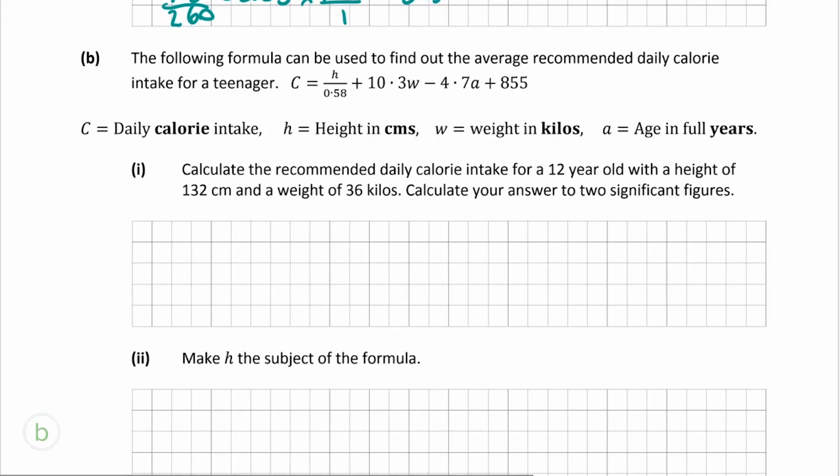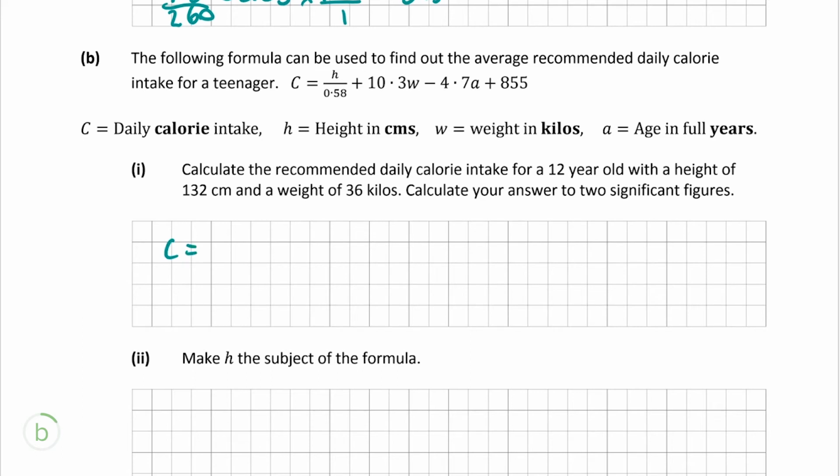Moving on to part B, we're given a formula which can be used to find out the average recommended daily calorie intake for a teenager, based on the teenager's height in centimeters, their weight in kilos, and age in years. In part 1, we have to calculate the recommended daily calorie intake for a 12-year-old girl with a height of 132 centimeters and a weight of 36 kilos. We also have to give our answer correct to two significant figures.